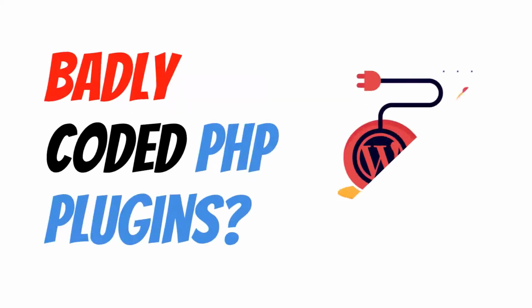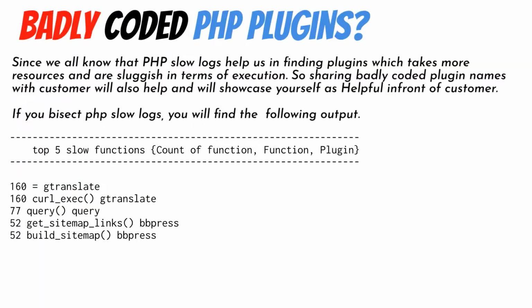It's a bitter truth that WordPress plugins cause sluggishness and high CPU usage. So in this segment, we are going to discuss how to retrieve sluggish plugins easily. Since we all know that PHP slow logs help us in finding plugins which take more resources and are sluggish in terms of execution, sharing badly coded plugin names with customer will help and will showcase yourself as helpful in front of customer. To retrieve slow plugins, we will need to bisect PHP slow logs.